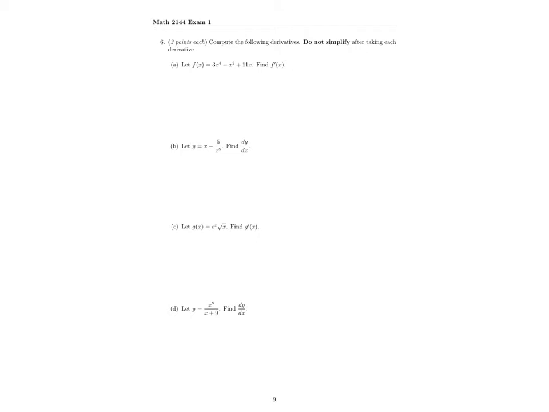So for this one, we're going to take the derivative. And I just noticed that's a regular polynomial, so we can just use the power rule there. So I'll have 3 times 4 is 12x cubed minus 2x plus 11.